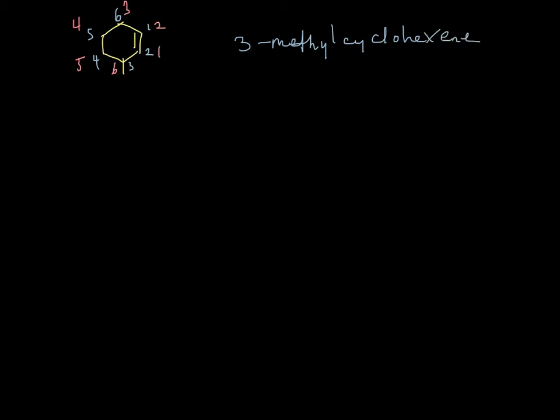And if we used the pink numbering, we would have 6-methyl cyclohexene. Of course, you want to minimize everything the best that you can. So we would use the blue because that would give us the lowest number on the alkene and the lowest number on the methyl group.